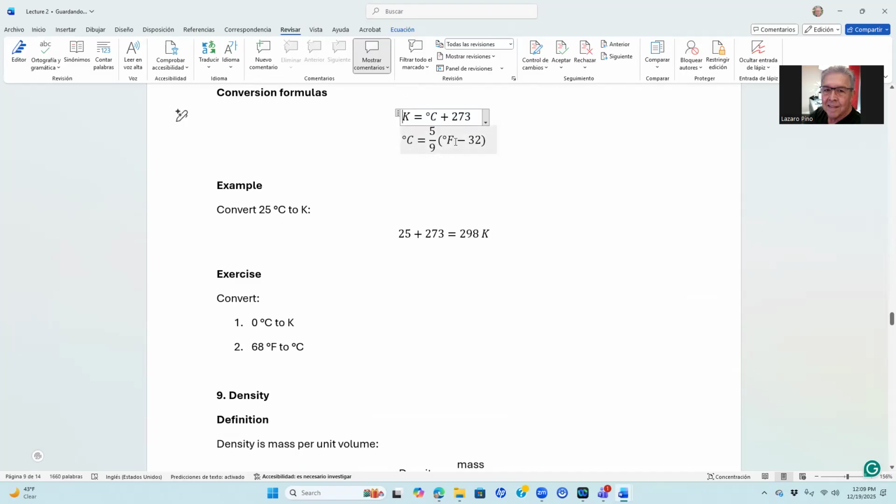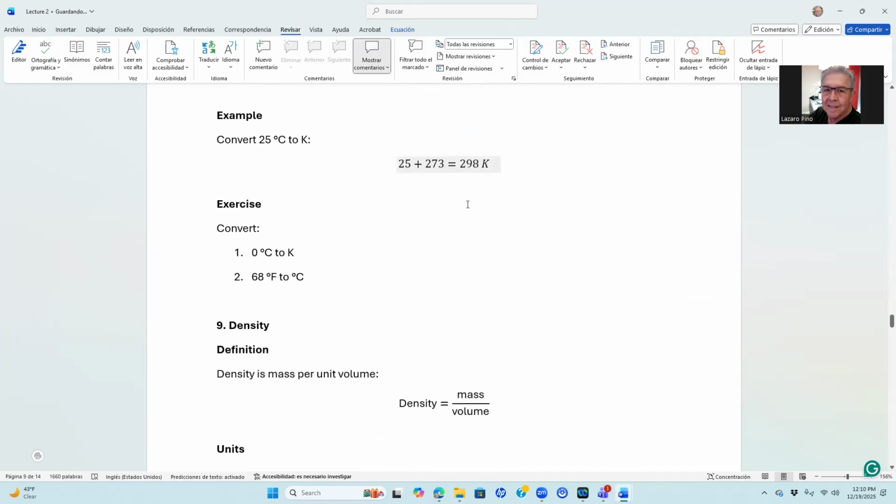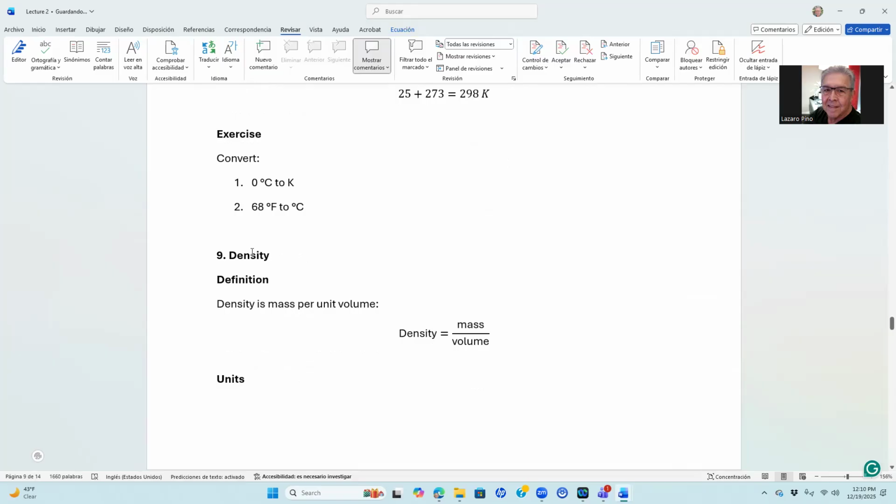In order to convert Fahrenheit into Celsius, you have to use this formula. Here you have an example of how to convert 25 Celsius into Kelvin. You can stop the video and you can see the operation. Here you have 2 more exercises you can do. And let's go to density.